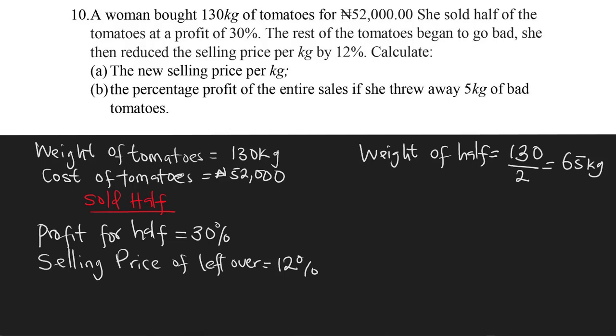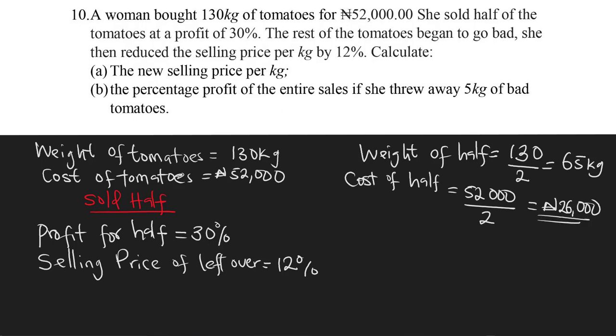Then what about the cost of half of the tomatoes? Of course, we already know the entire cost is 52,000. So if we divide it by 2, we know the cost of half of it. 52,000 divided by 2 is 26,000 naira, and that's the amount for half of the tomatoes.